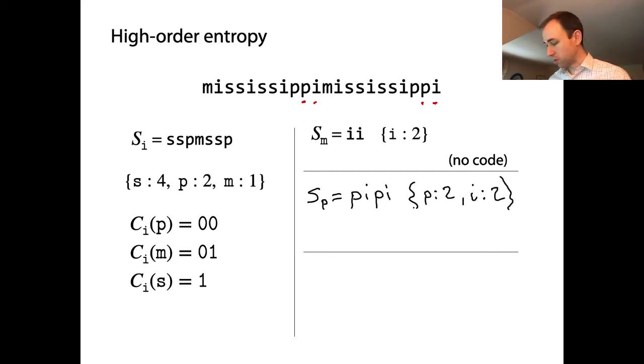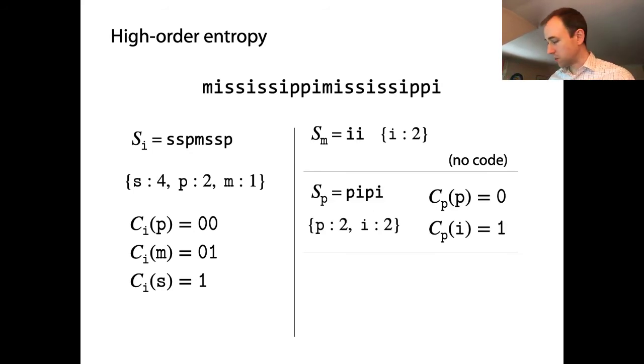We can have a nice trivial code here as well. So let's just say C subscript P for P is 0 and C subscript P for I is 1. It doesn't matter which gets 0, which gets 1. There's only 2 characters here, so it's a trivial codebook.